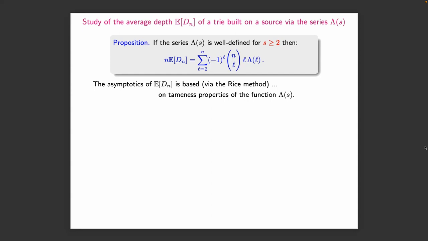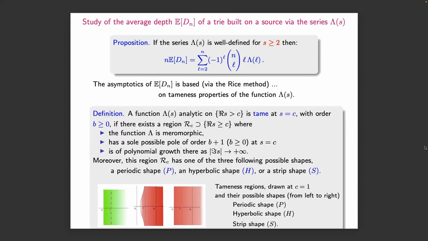And if we want to succeed in using the Rice method, we have to have hypotheses about the function lambda of S. I call this property the tameness property of the function lambda of S. So I say that the function lambda of S is tame at S equals C if C is the rightmost singularity of the function lambda. And so this means that for real part of S larger than C, the function lambda of S is analytic. At C, the point S equals C is a pole, and I suppose its order is denoted by B plus one.